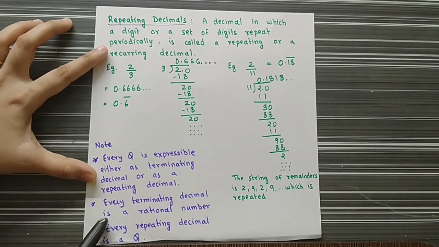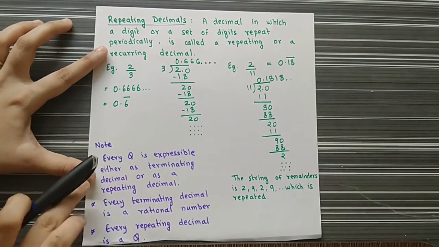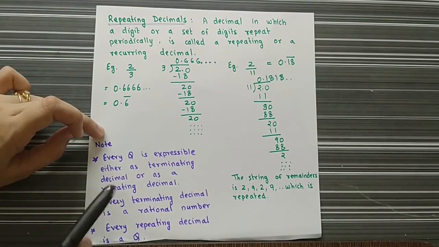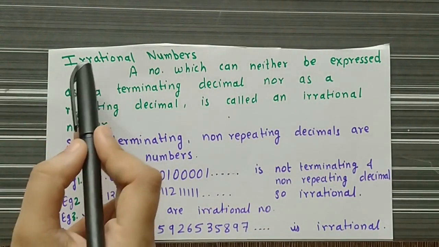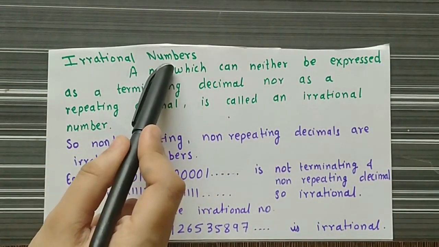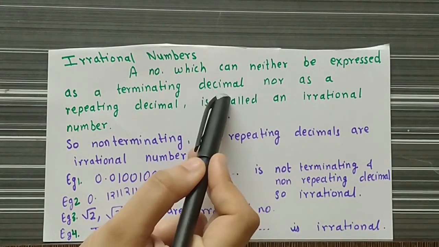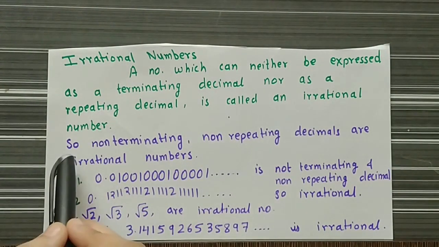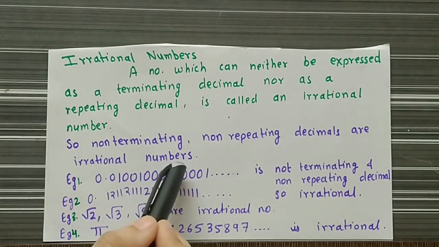Every terminating decimal is a rational number. And the third point is every repeating decimal is a rational number. All repeating decimals are rational numbers. Now we will discuss our main definition, the definition of irrational numbers. A number which can neither be expressed as a terminating decimal nor as a repeating decimal is called an irrational number. So non-terminating, non-repeating decimals are irrational numbers.